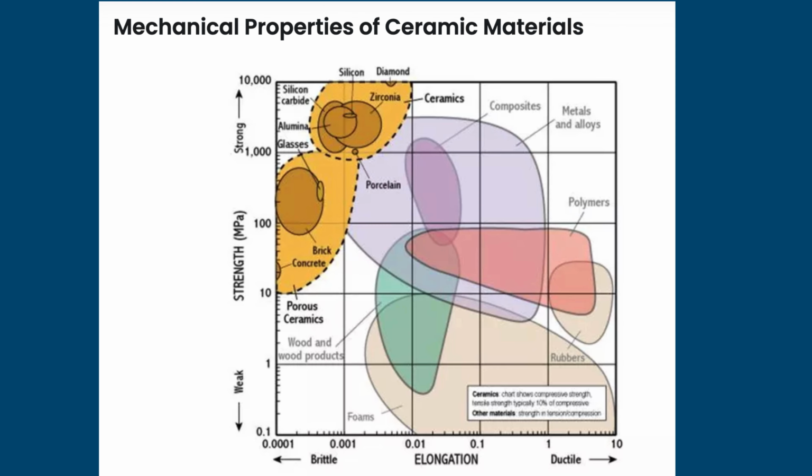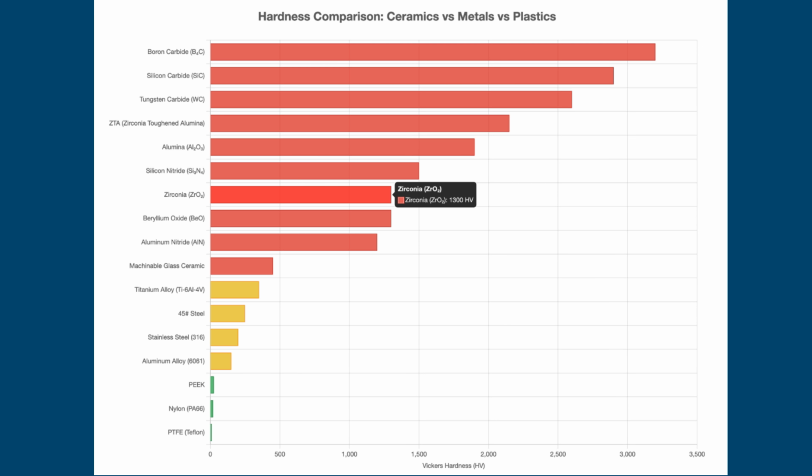Ceramics possess a unique combination of physical, chemical, and mechanical properties. Mechanical properties. Ceramics are extremely hard and exhibit excellent resistance to abrasion, erosion, and wear. Their high compressive strength makes them ideal for structural applications subjected to compressive loads.